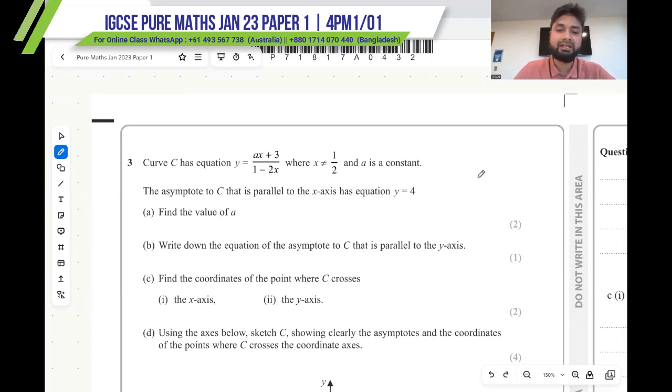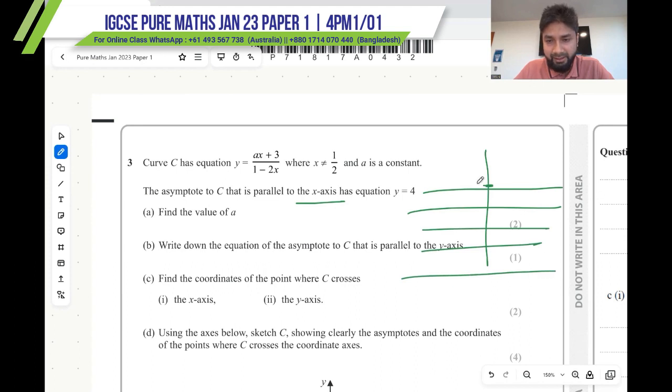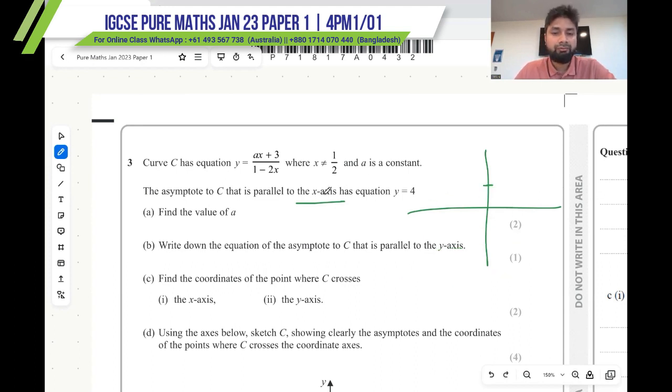Now, what is the method of finding the asymptote? First of all, an asymptote is a line which the graph will never cross. Parallel to the x-axis means a line that is something like this. To find the equation of the asymptote that is parallel to the x-axis, we have to use only the coefficient of x. From here we can see the coefficient of x is a and minus 2. And as the equation is already given, we just have to substitute y as 4.